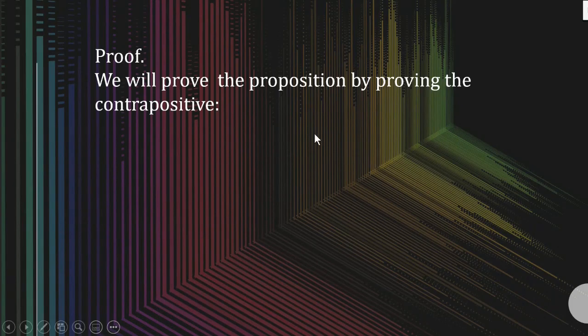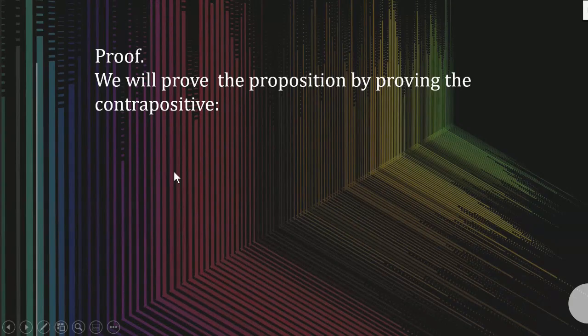Now, we are going to see the proof for this proposition, and to prove it, we are going to use the contrapositive. So instead of proving this proposition, we are going to prove the contrapositive, because you know that the contrapositive of an implication and the actual implication are always equivalent. That's why we can always reduce the problem of proving an implication to proving the contrapositive of that implication.